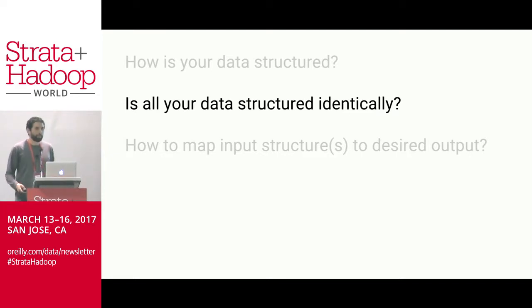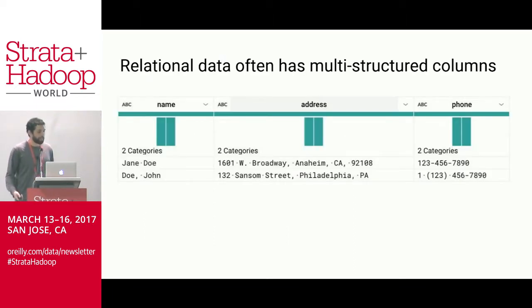Moving on to the next question: is your data structured identically? What we've seen is that even in well-structured data sets, if you take a closer look, you see there's actually some interesting substructure in the data that can make it hard to standardize your values or make that data useful for analysis. Looking at row and columnar data, oftentimes these columns will have multi-structured, or what we would call heterogeneous, formats. Some common examples would be people entering their name in different formats, addresses in different formats, or phone numbers in different formats.